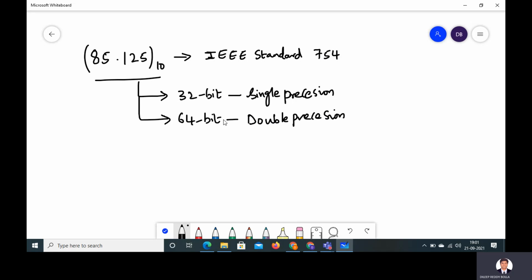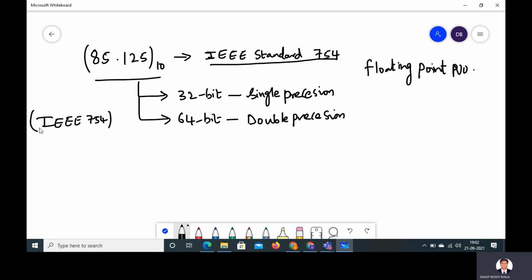Alright, so let us look at the background of this standard. What is this IEEE standard 754? We all know that IEEE has made a standard for floating point numbers. All this standard is done for floating point numbers. Technically, it is called IEEE 754. They started this standard around 1985.